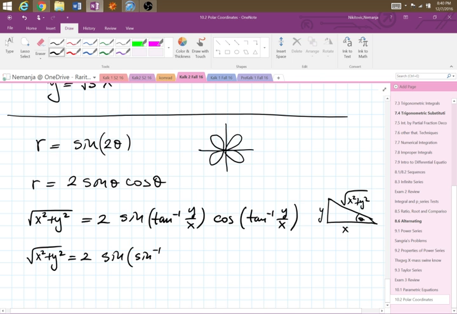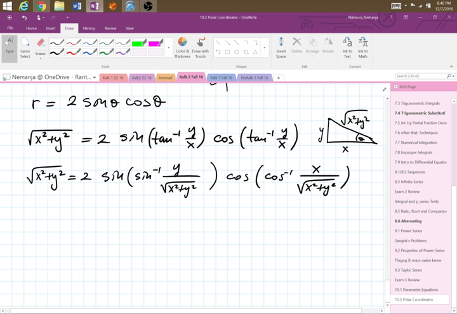Looking at the triangle, sine is opposite over hypotenuse, so y over the square root of x squared plus y squared times the cosine, and now you write the cosine inverse, which is x over square root of x squared plus y squared. At this point, the functions drop, and what you get is the square root of x squared plus y squared is equal to 2xy divided by, when you multiply the square roots together, you just get x squared plus y squared.